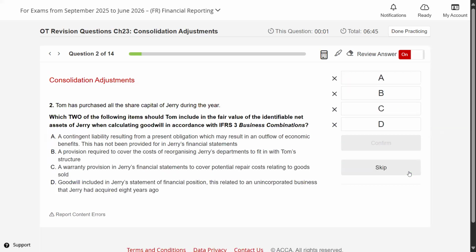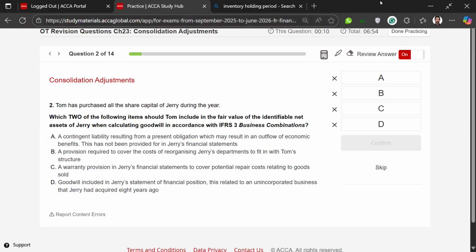So let's look at this next one. This is a good conceptual question. The requirement is: which 2 of the following items should Tom include in the fair value of the identifiable net assets of Jerry when calculating goodwill in accordance with IFRS 3? So this is very important. It can create trouble for students at times. And we're looking for 2 items.